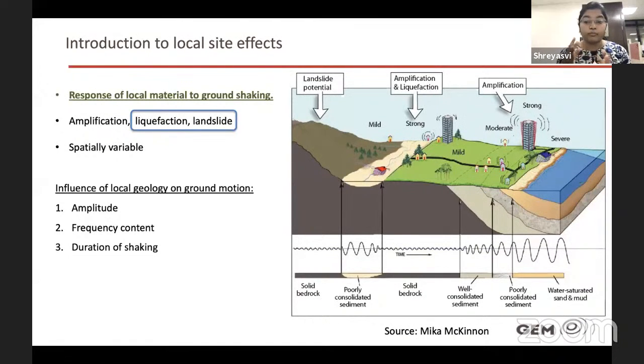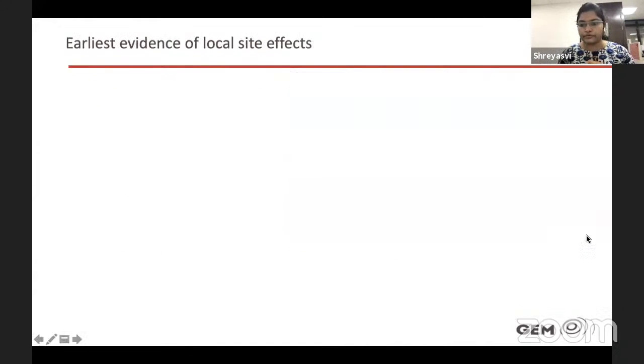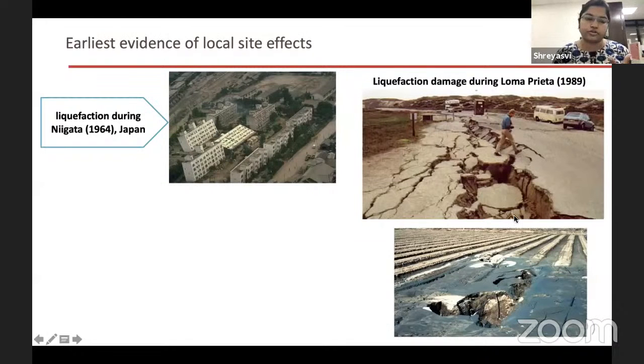So what exactly does local site effect do? Whenever we consider a ground motion, there are three important components: amplitude, frequency content, and duration of shaking. It is these three components which usually get affected due to local site effects. Before going further, I would like to show some of the earliest evidences of local site effects. The Japanese started to understand that local geological or site conditions could be impactful as early as the 1930s.